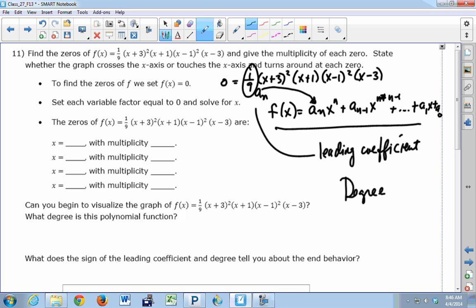What do you do right now? Because this is not polynomial form. It's all multiplication. It's in factored form. So how are we going to find out what the degree of the polynomial is? Anybody have an idea? A guess? Could this be a linear function? No. Everybody says no. Why are you saying that?